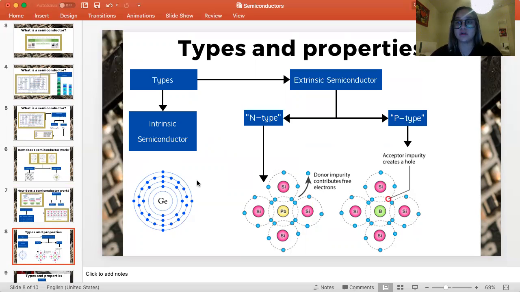This process is called doping. Said impurities which are added to the solid can be electron donors or acceptors. A semiconductor that is doped with a donor impurity is called an N-type semiconductor. One that is doped with an acceptor impurity is called a P-type semiconductor.